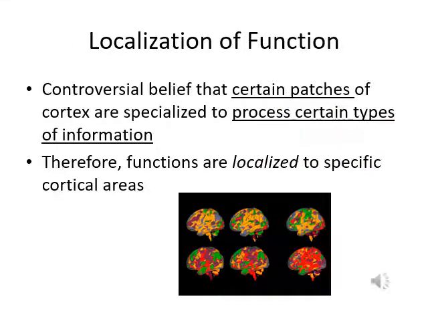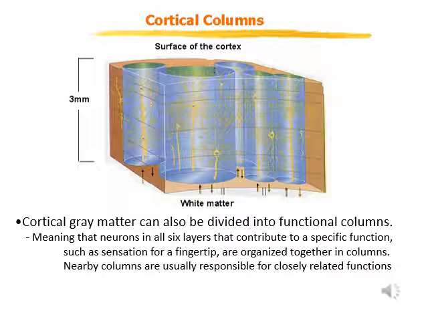According to current research, people believe that certain patches of this cortex have the function to process certain types of information or have different functions. So the function could be localized to specific areas. Like you have the primary motor cortex, you have the primary somatosensory cortex, you have the auditory cortex.